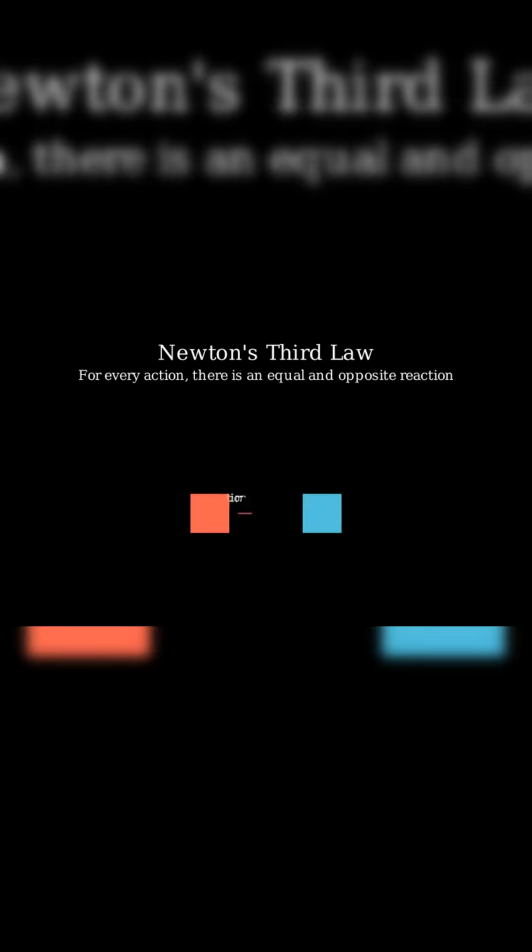Newton's third law tells us that for every action, there is an equal and opposite reaction. When one object exerts a force on another, the second object exerts an equal force in the opposite direction on the first. These two squares demonstrate this principle. When the red square pushes on the blue square, the blue square simultaneously pushes back with equal force in the opposite direction.